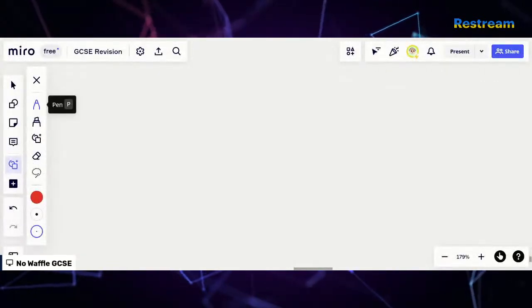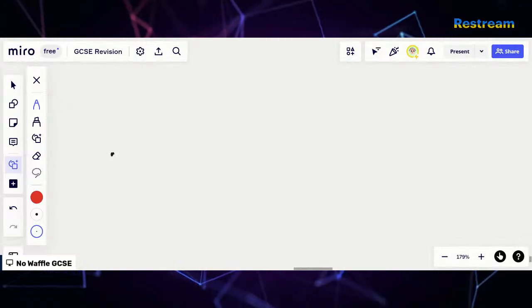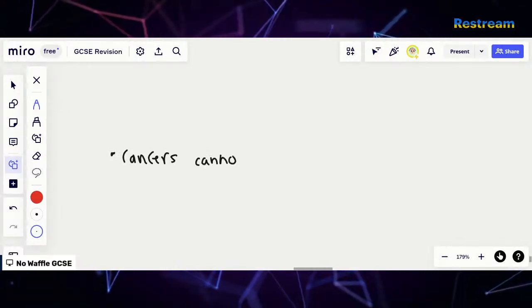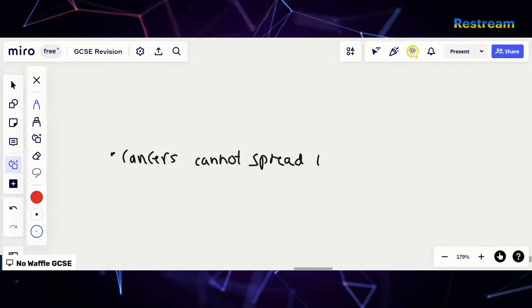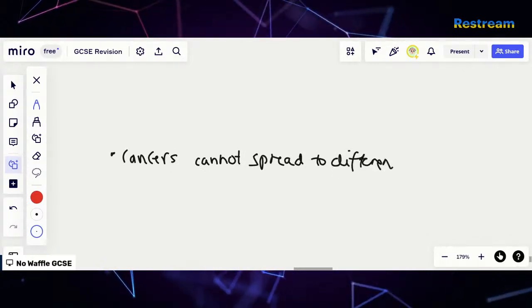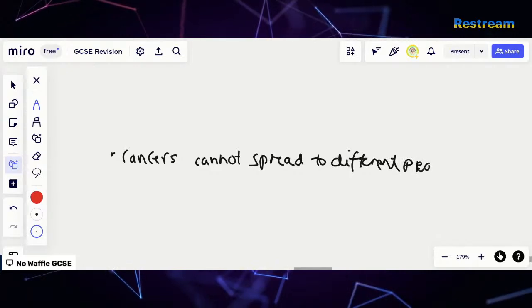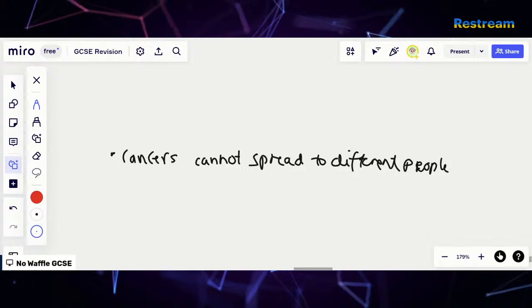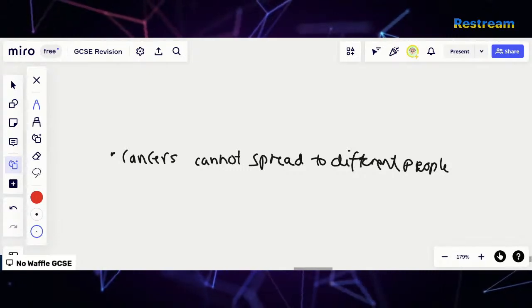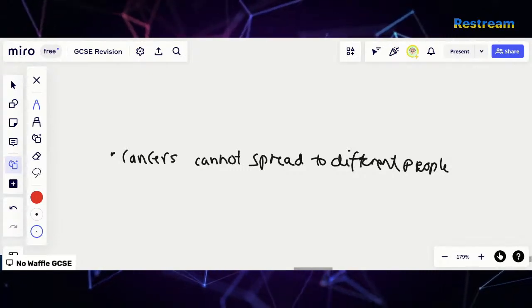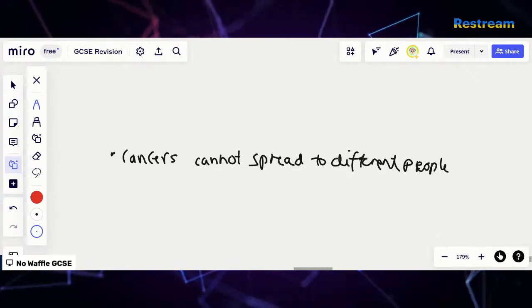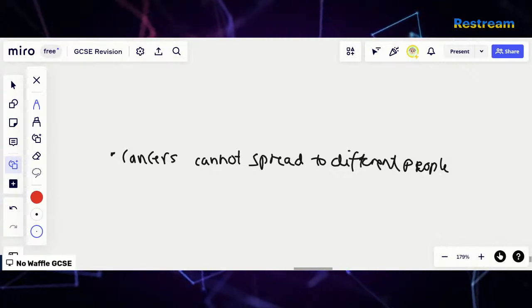So, cancers cannot spread to other people, because remember, it's formed by a person's own cells. Another reason why we'll say this is that cancers are not formed from a pathogen. That's another way of saying it.